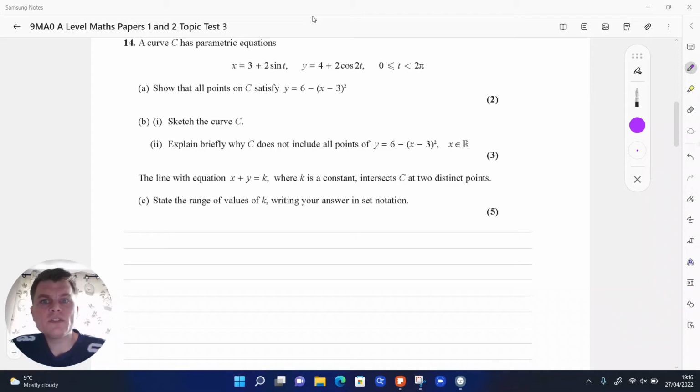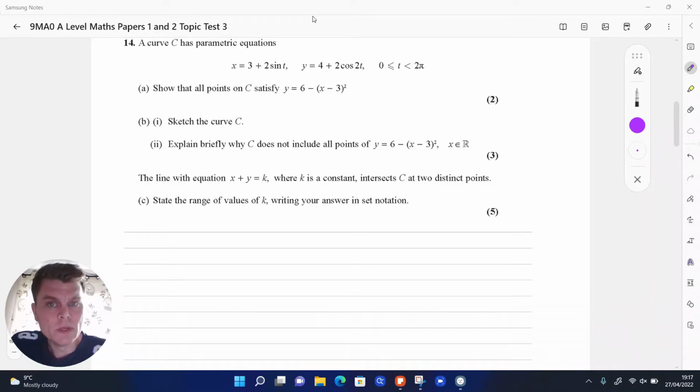In this question, we're given a curve C with the parametric equations x equals 3 plus 2 sine t and y equals 4 plus 2 cos 2t. There's a restriction on the domain of t, as it is between 0 and 2 pi, where it can equal 0. Part A asks us to show that all points on C satisfy y equals 6 minus (x minus 3) all squared.